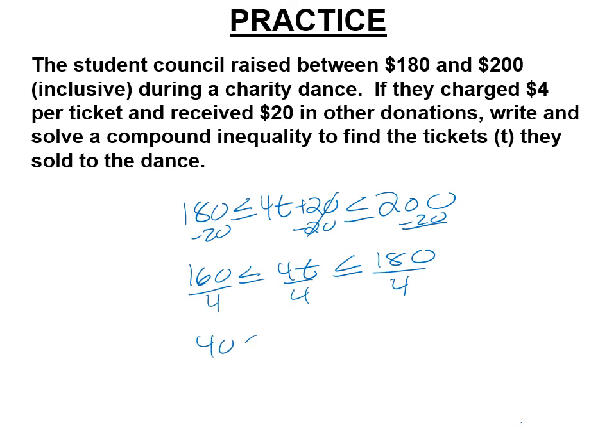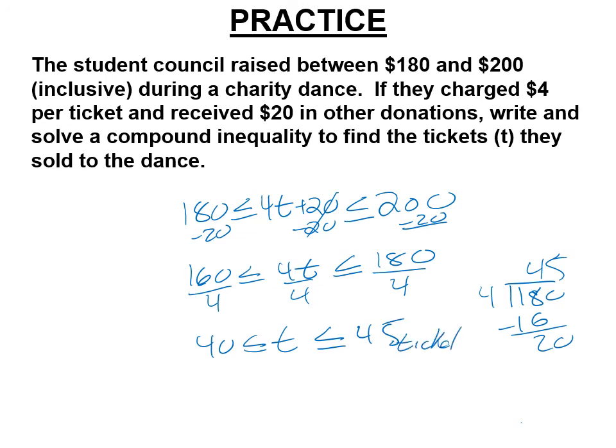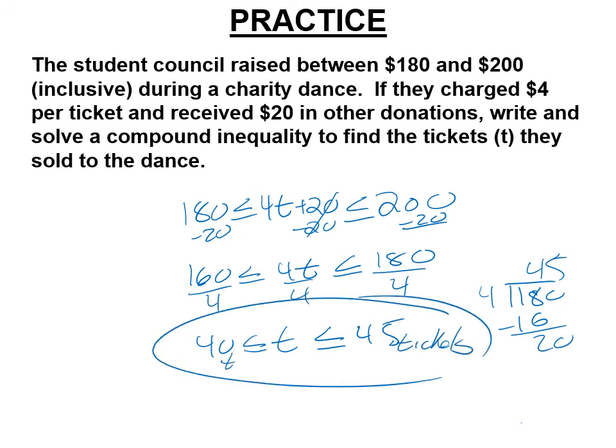We get 40 is less than or equal to t. And that 4 goes into 18 4 times with a remainder of 2. So they sold between 40 and 45 tickets, inclusive.